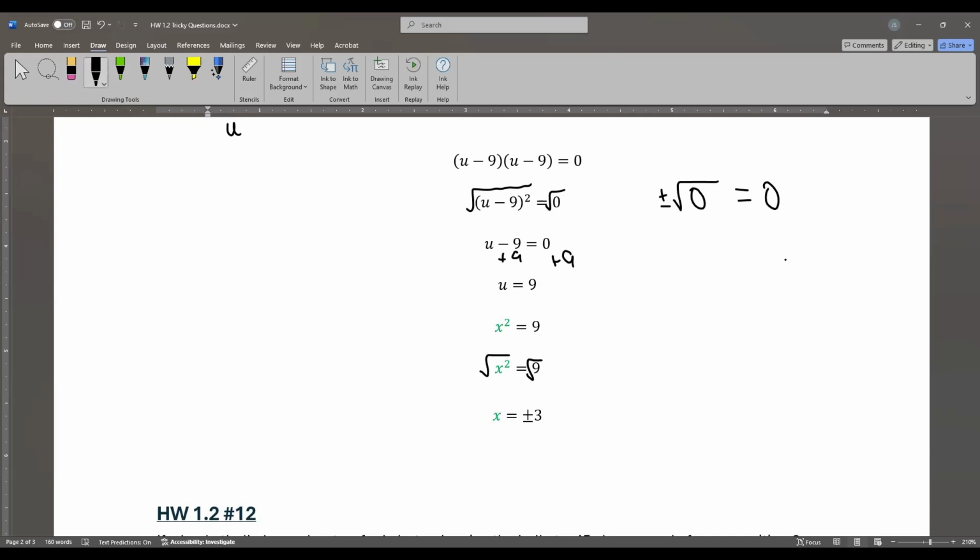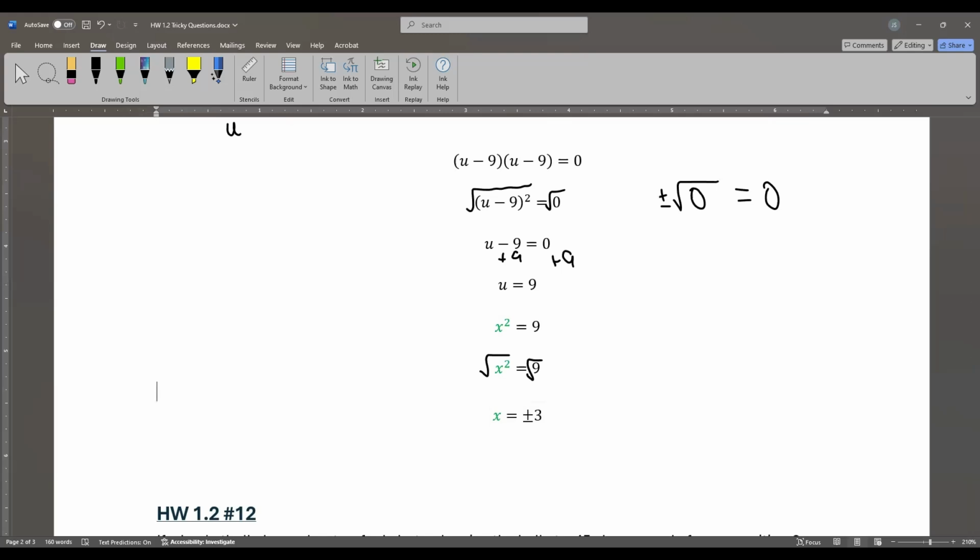Because you can't have a negative 0 and a positive 0. It's still just 0. So this plus and minus only really matters when you have a number that's not 0, because then you'll basically have 2 answers. But 0 is the exception where you'll get just the one answer. So my final answer is that x is plus or minus 3.